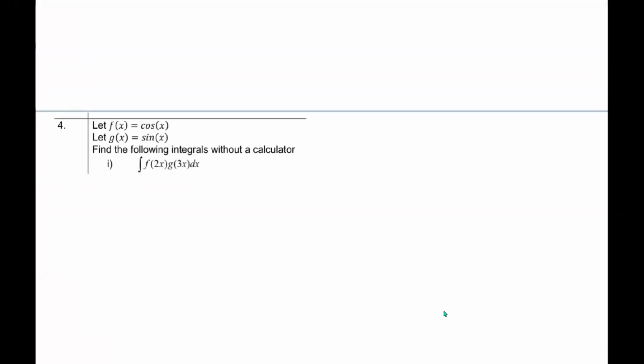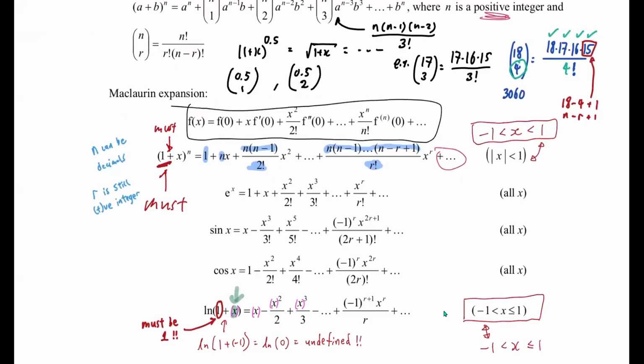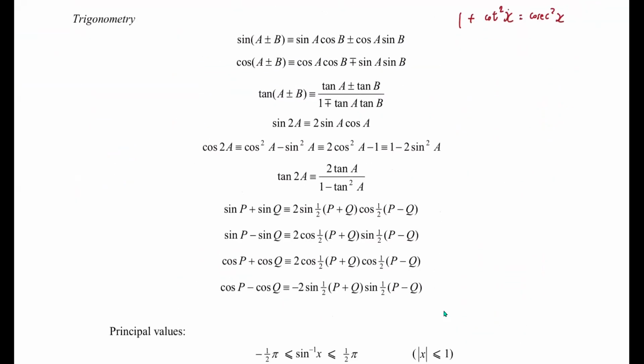Okay, so question 4 part 1, I'm using this notation f(x) equals cosine x, g(x) equals sine x. So in part 1, we want to integrate f of 2x, so it's just cosine of 2x. Agree? Then g of 3x will be sine of 3x, right? How do you integrate this? Whenever you have a product, you need to refer to your MF26 or your ultimate cheat sheet for the integration techniques. When you turn a product into a sum, you need to use the formula over here.